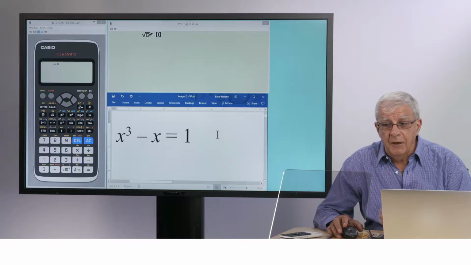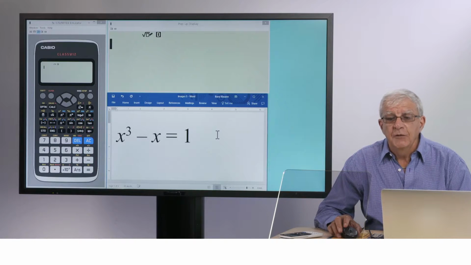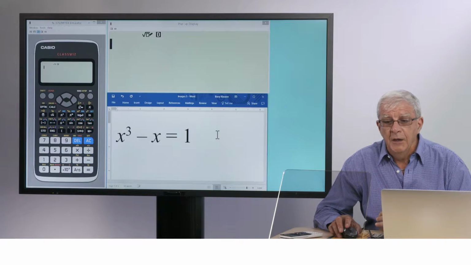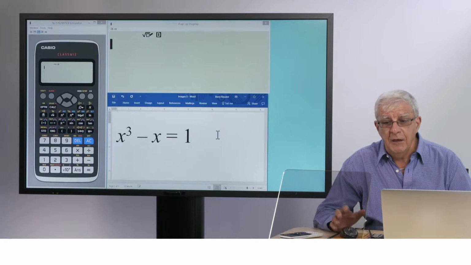x cubed subtract x is equal to 1. To solve this equation, we need to find the values of x for which x cubed subtract x subtract 1 is equal to 0. And one way to do this is to tabulate a suitable function and find the values of x, if any, for which the value is 0.